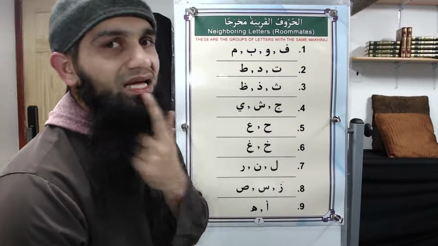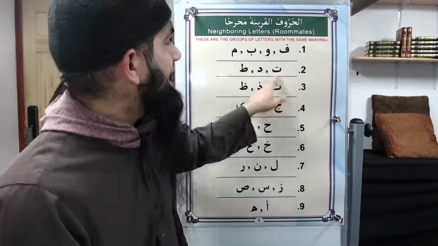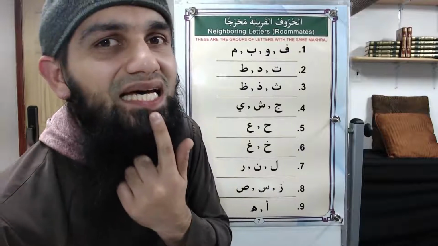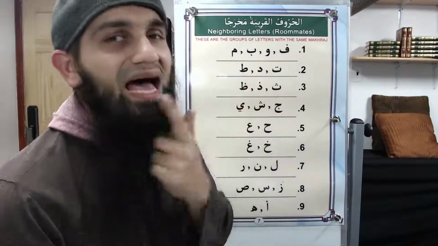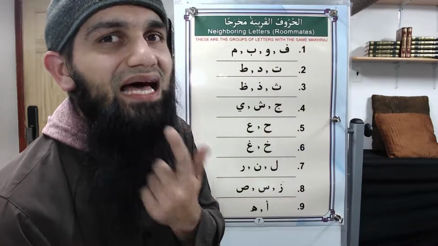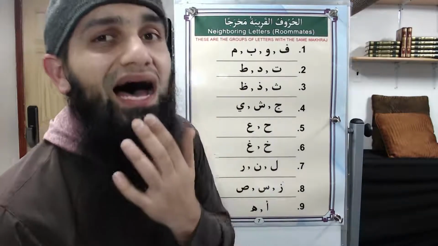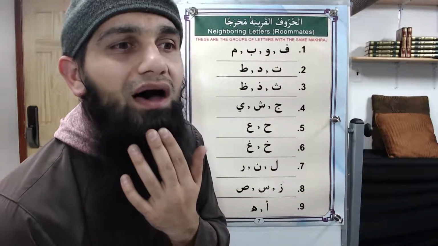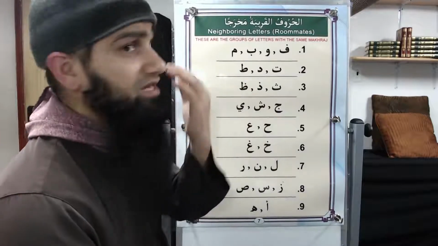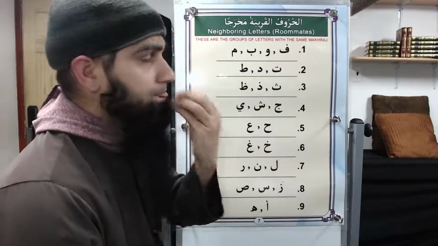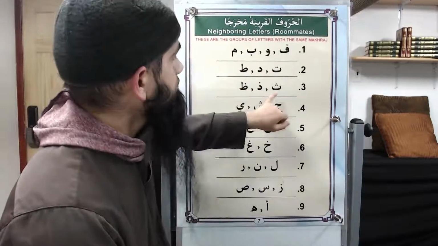So let's put the A sound before it. Fatha. At. Ad. Ta. At. So this is how we know they come from the same place, same home, but there are of course differences between them, which we will get to later.